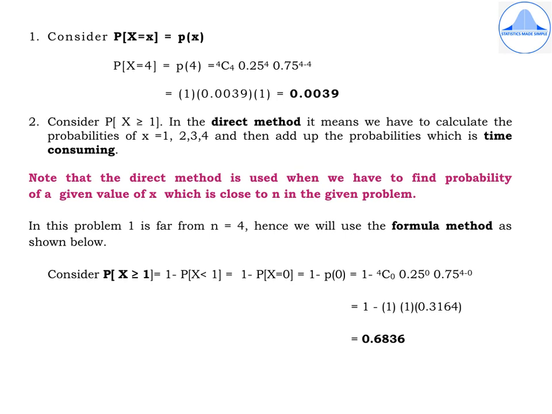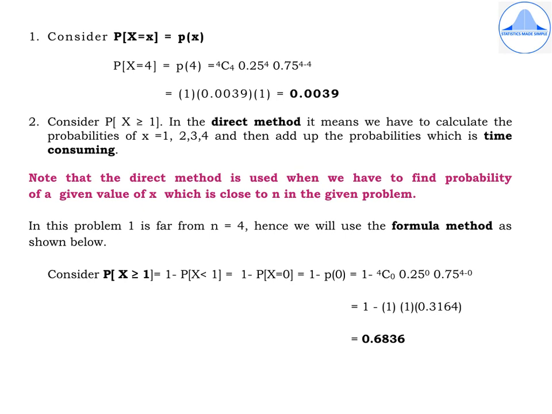Now usually the direct method is used when we have to find the probability of a given value of x which is close to n in the problem. But in this problem we have to find the probability of x greater than or equal to 1, and 1 is not close to n equal to 4. Hence we will use the formula method as shown below. So how do we use this formula?